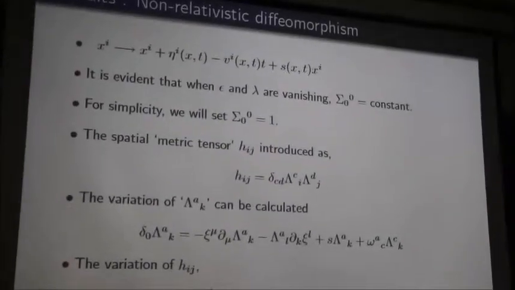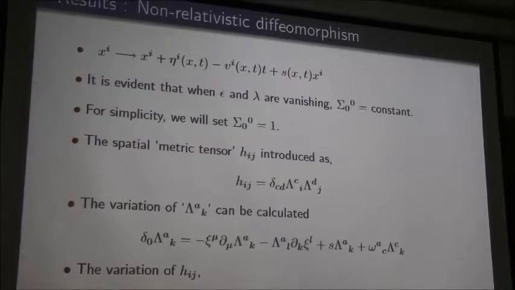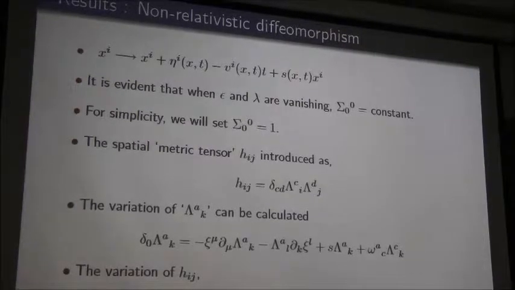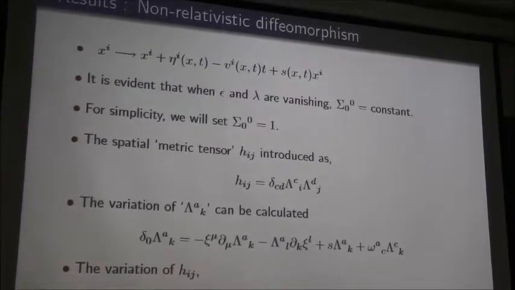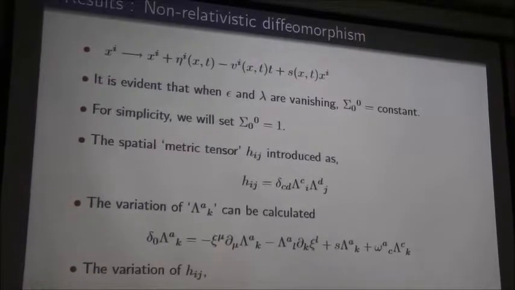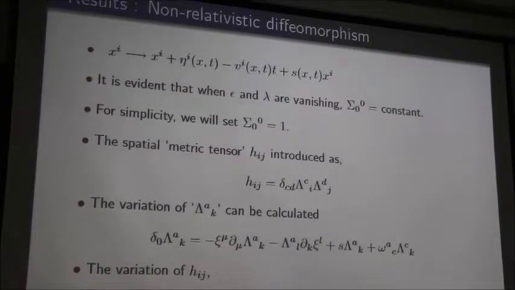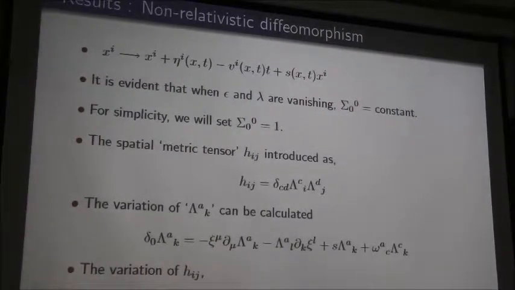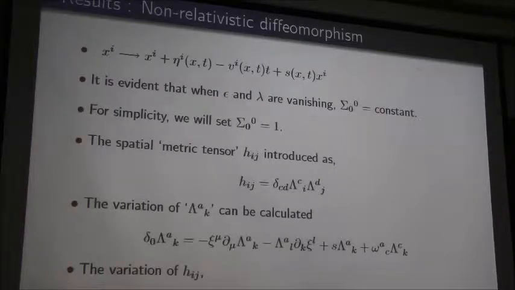Now we will talk about the results of this localization procedure. The first result is non-relativistic diffeomorphism. So I am assuming that the change in time is zero, so there is only a change in the space coordinate. And it is evident that epsilon and lambda vanish because I am considering sigma 00 to be constant, and for simplicity I am taking sigma 00 to be 1.